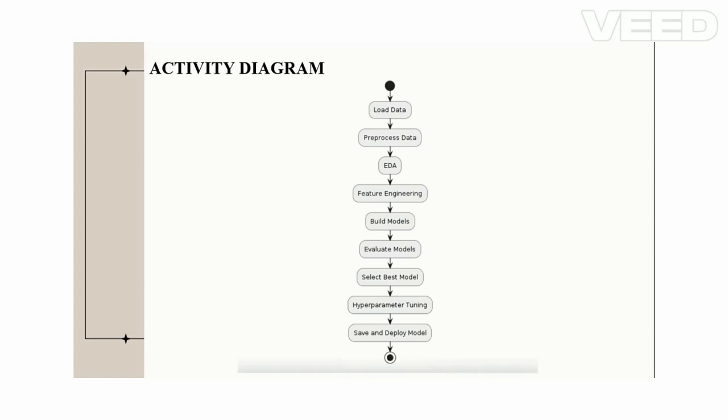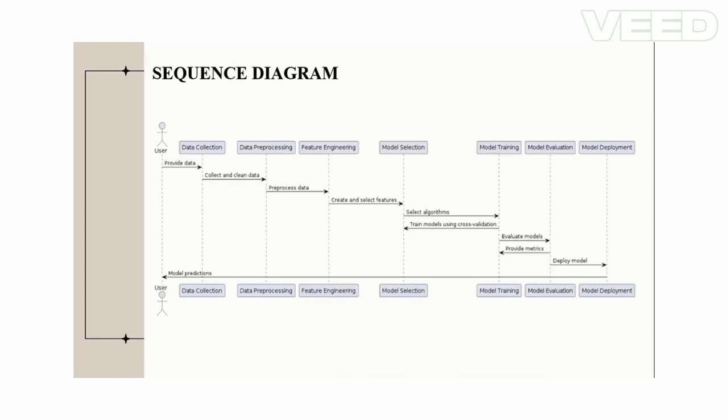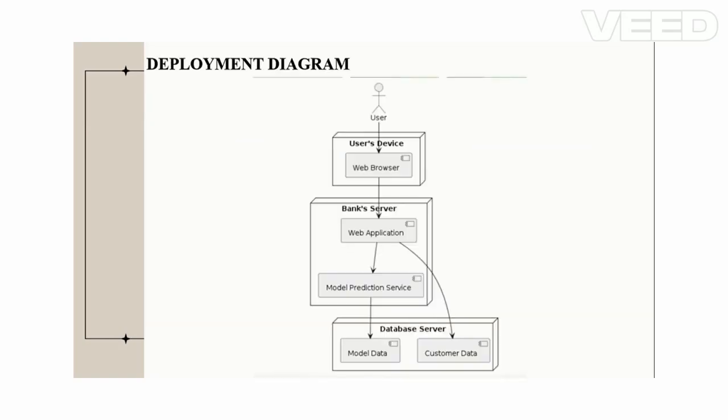In the sequence diagram, the user starts the process with the system, loads the data, prepares the data, analyzes and creates features, and builds a model using them. It evaluates it and then chooses the best model and tunes it. This model is saved and deployed, and the final end user uses this model. In the deployment diagram, the users interact with the interface to the bank server, where internally the model prediction takes place, and the data is sent to the server.